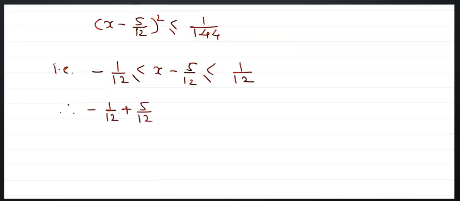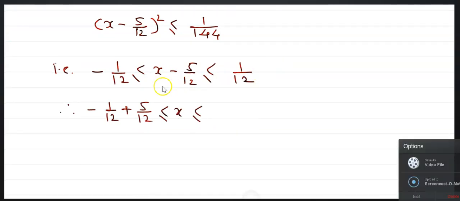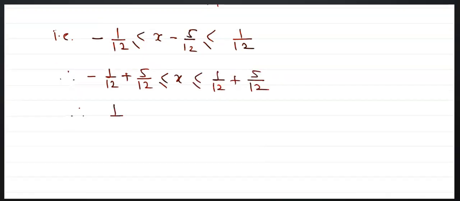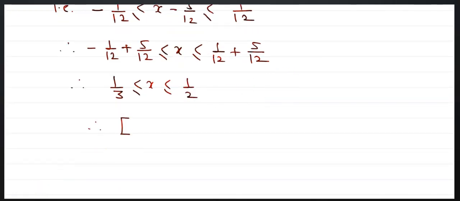we have this. Now simplification of this. That is, only x should remain here. So what will we do? In all these inequalities we will add 5/12. Therefore you will get minus 1 upon 12 plus 5/12 less than or equal to x less than or equal to 1 upon 12 plus 5/12.